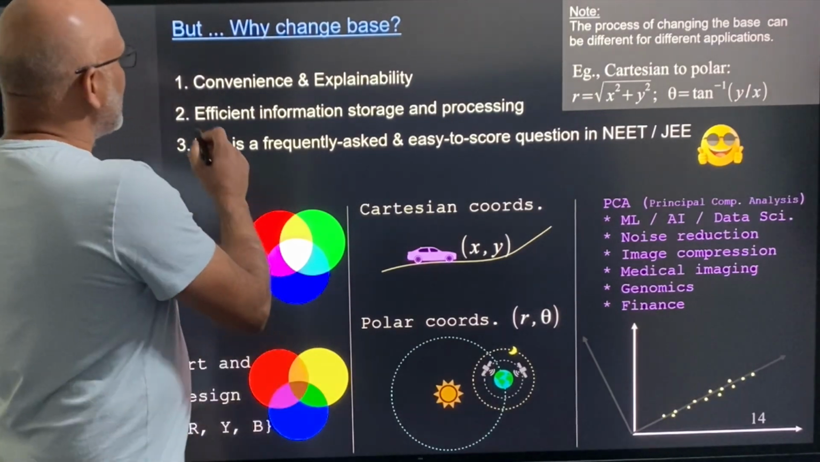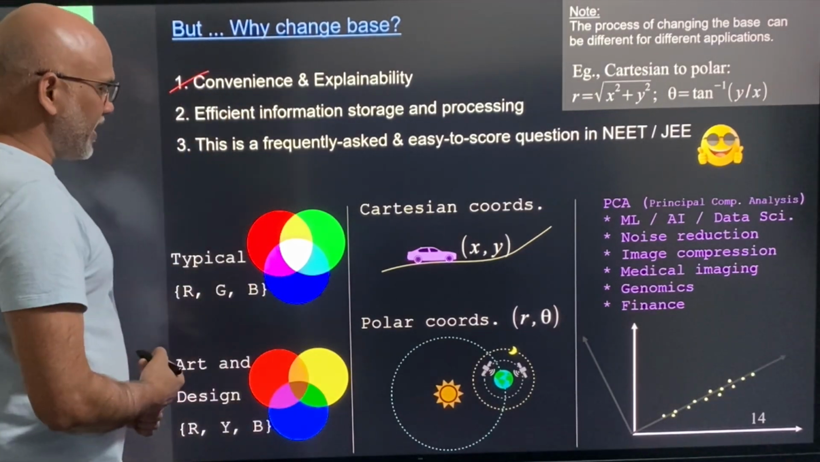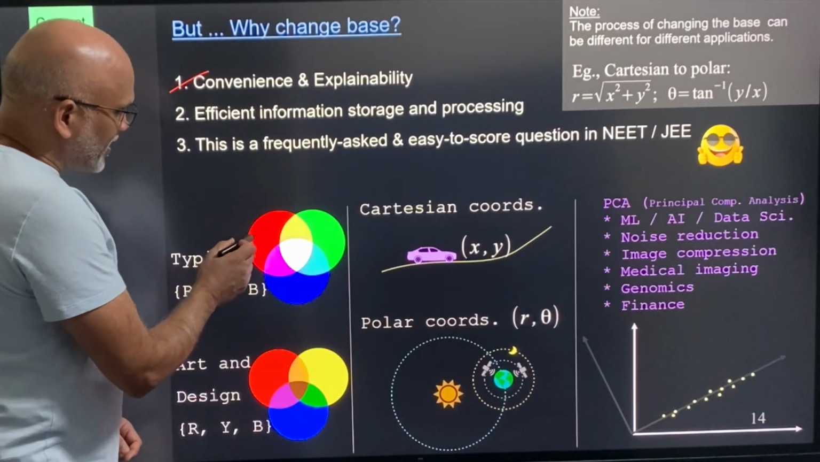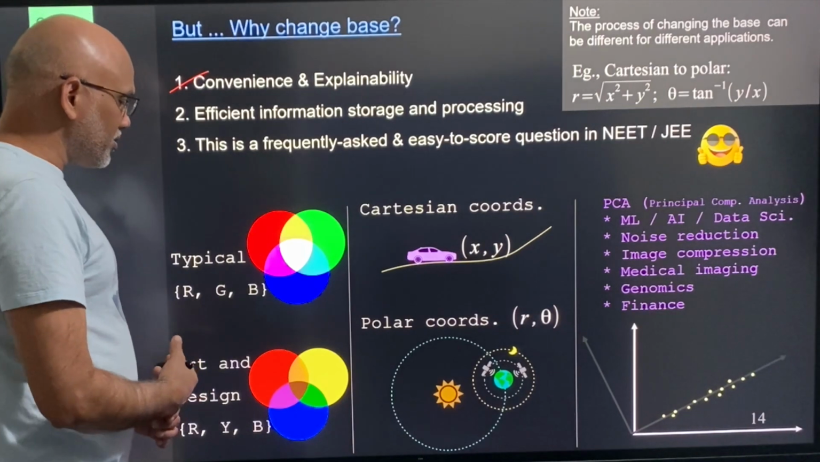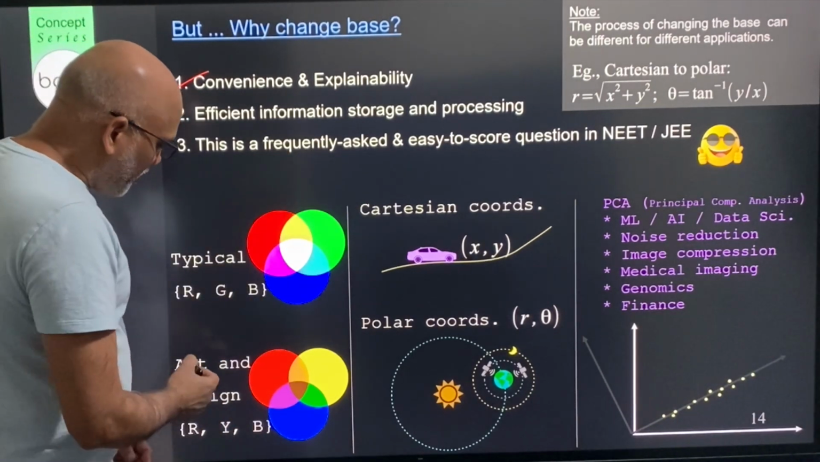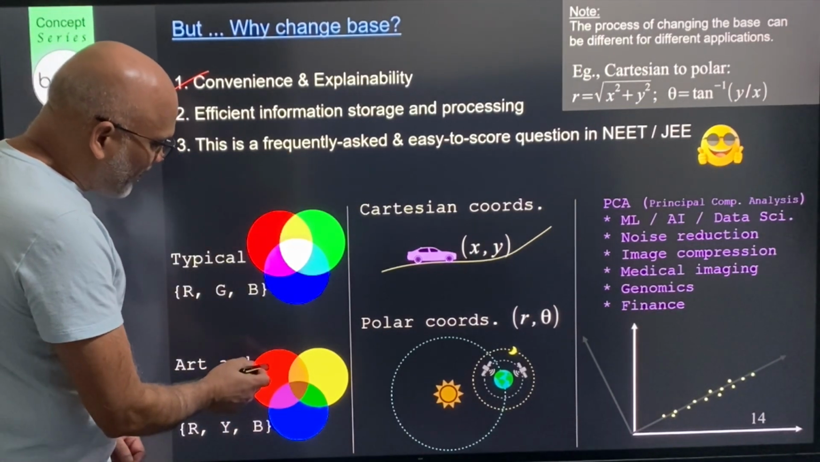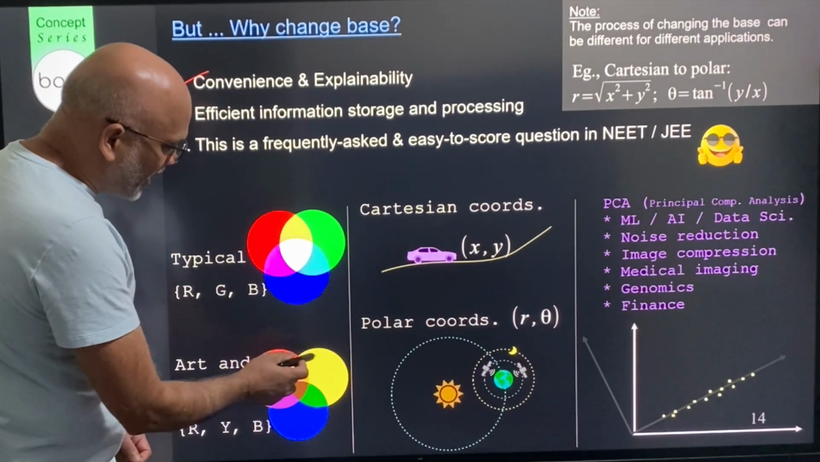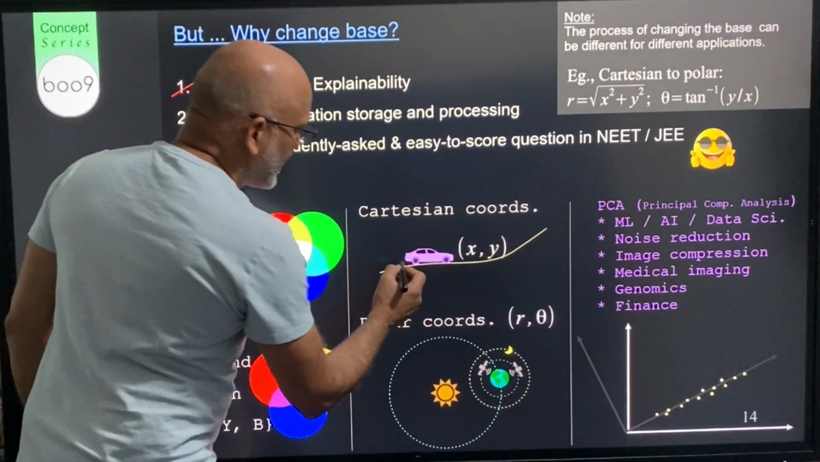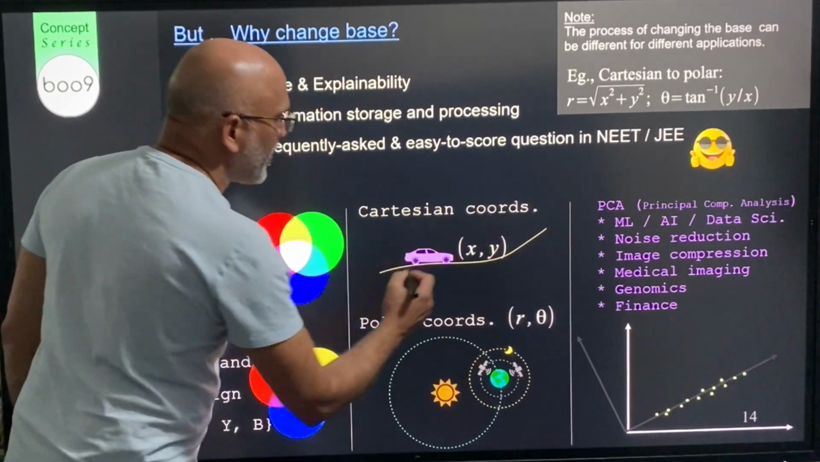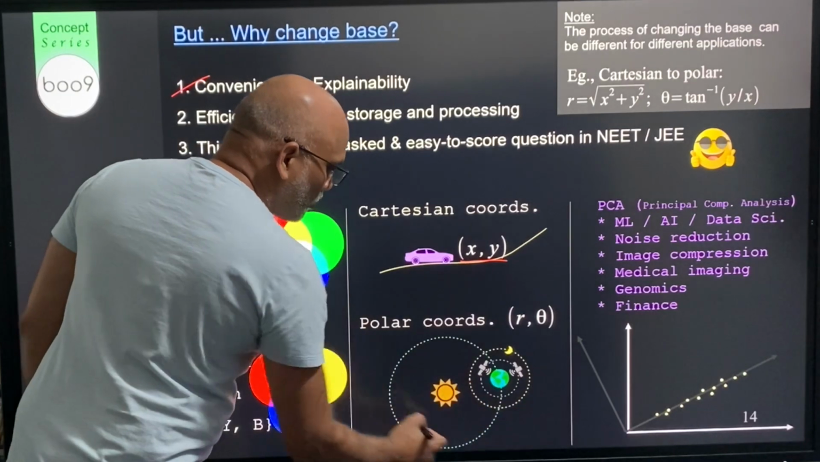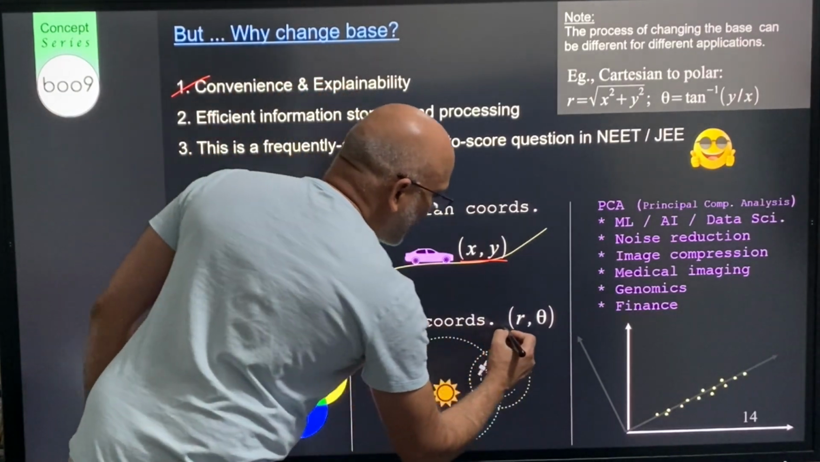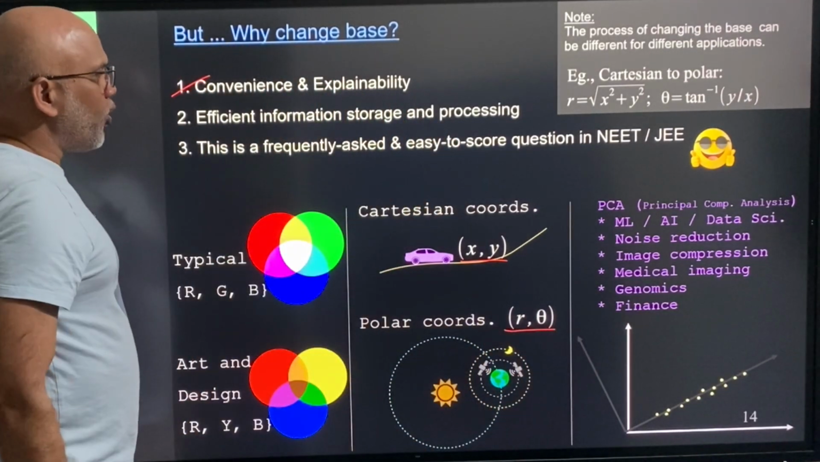All right, so first let's talk about convenience and explainability. In computer graphics, we use red, green, and blue as the base or fundamental colors to describe all other colors. But in art and design, they find it more convenient to use red, yellow, and blue instead. When describing the motion of a car on a road, we may find it more convenient to use the Cartesian coordinates, whereas describing the motion of planets or satellites, we may find it more convenient to use the polar coordinates.